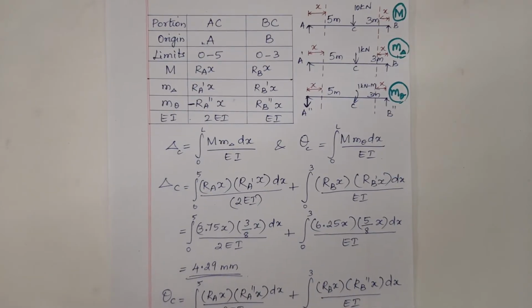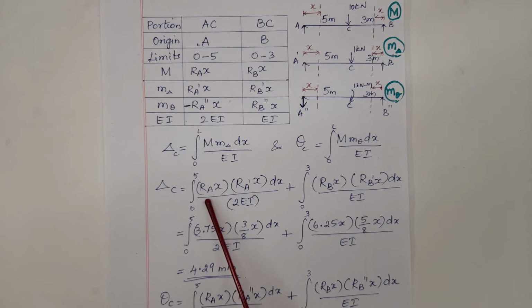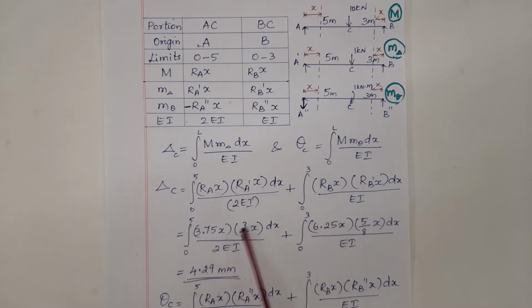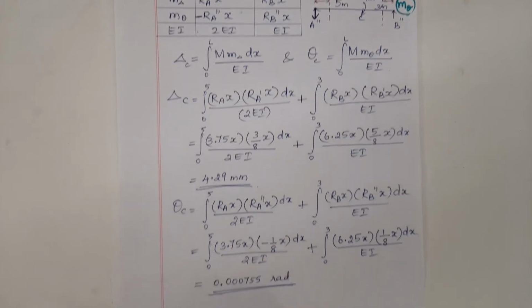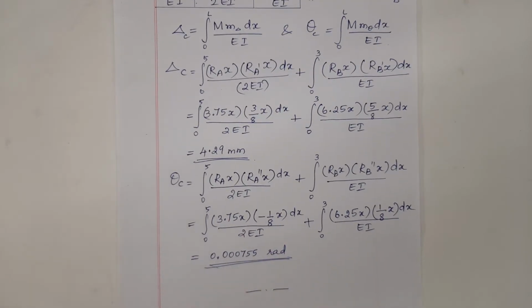So from this tabulation, capital M expressions and M delta expressions for each segment have to be taken, summed up, integrated between the limits, and finally we get the value of deflection. In the same way, theta rotation is given in terms of radians. Integration has to be done between the limits for each segment, summed up, and finally theta C can be obtained. So it is M m theta dx by EI.